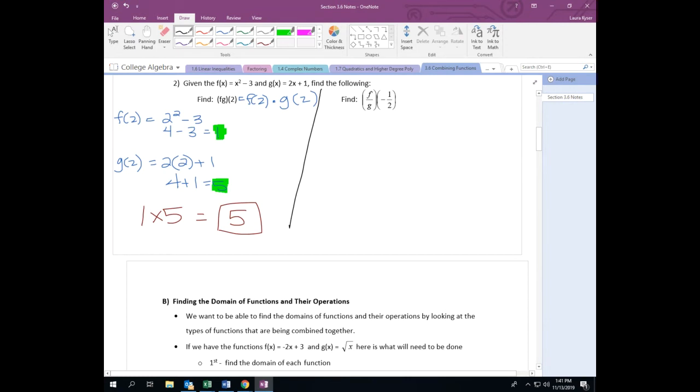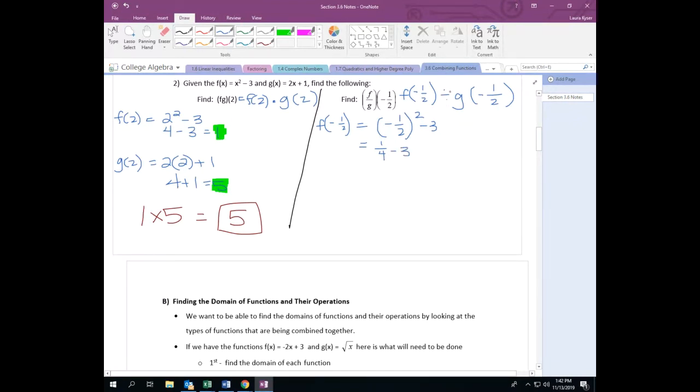In this second one, we are doing f divided by g of negative 1/2. So again, what we're going to be doing here is taking f of negative 1/2 and then dividing it by g of negative 1/2. And so f of negative 1/2 first. So f of negative 1/2 is, plugging in negative 1/2, negative 1/2 squared minus 3. Negative 1/2 squared becomes positive 1 over 4 minus 3.